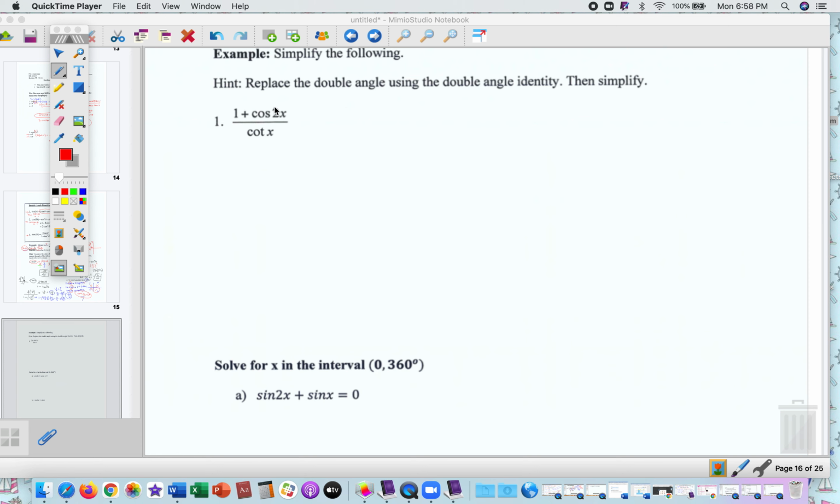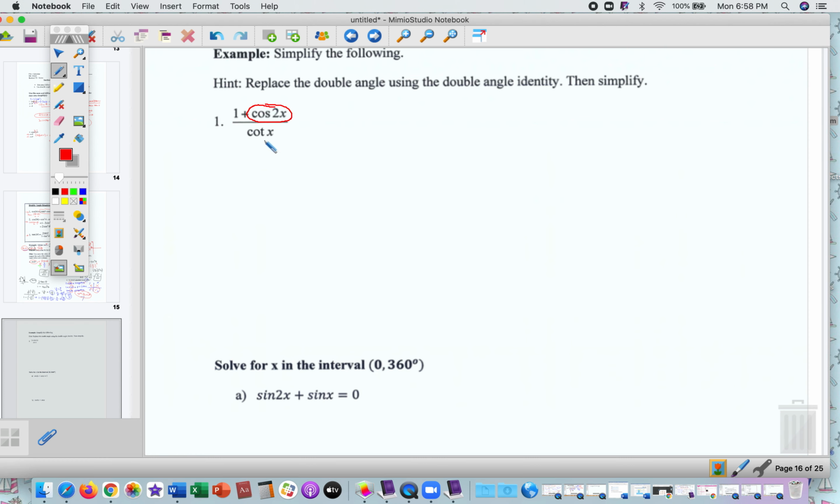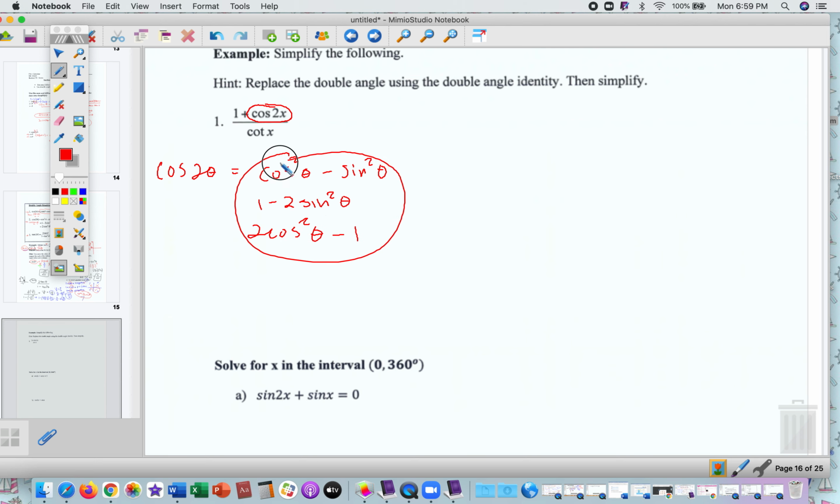Replace the double angle. So here's the double angle. If you look on the other sheet, it says that cos of 2 theta, you have a few options actually. So it says cos 2 theta is equal to cos squared theta minus sine squared. It equals 1 minus 2 sine squared. And it equals 2 cos squared theta minus 1. Okay, so we can replace with any of these.